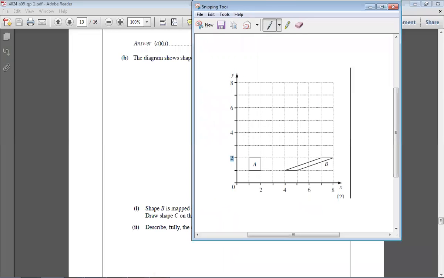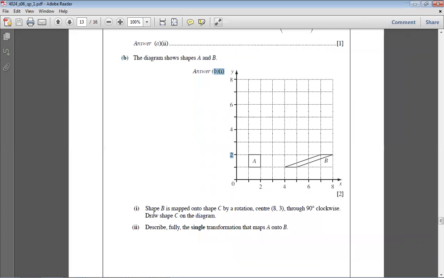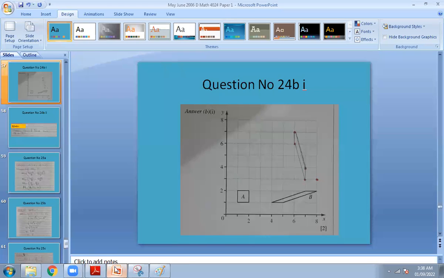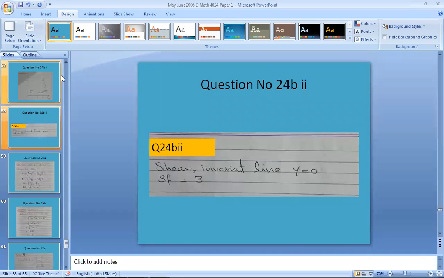The scale factor will be, this is 1 centimeter above, and then it moved 1, 2, 3. Okay. So 3 divided by 1. So the scale factor is 3. So let me show you. Okay. So it's a shear. The A went on to the other triangle. Not triangle. It's like I think parallelogram. So it's a shear, and the invariant line is y equals to 0, and the scale factor is 3.